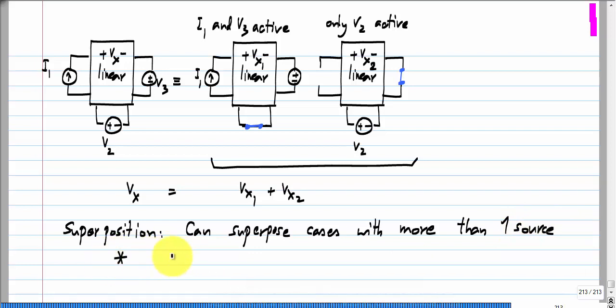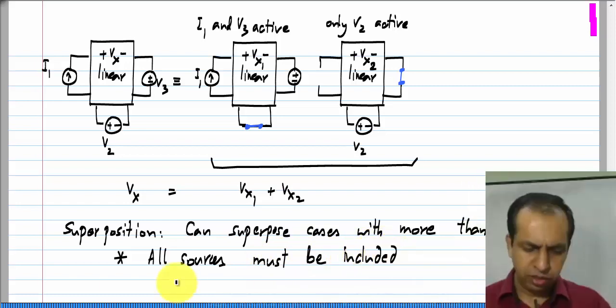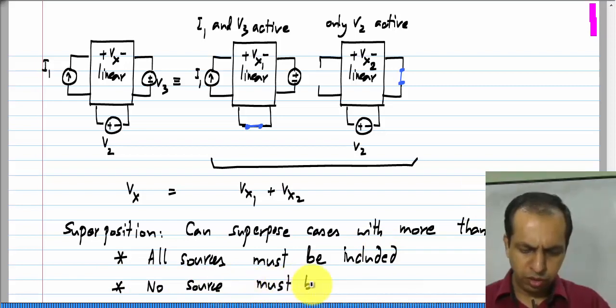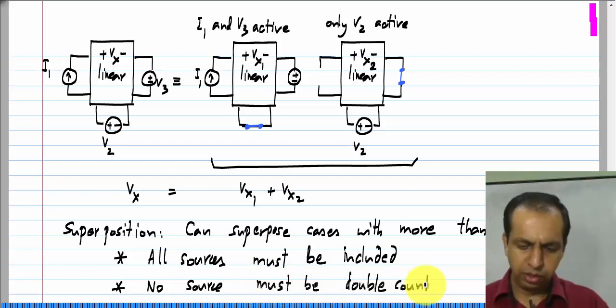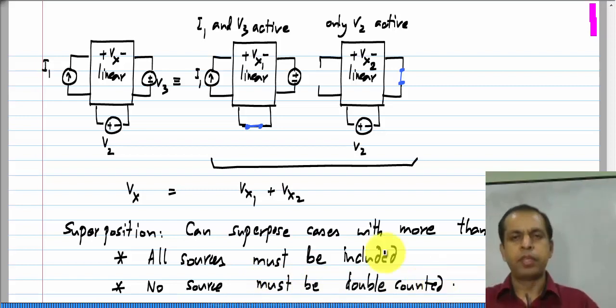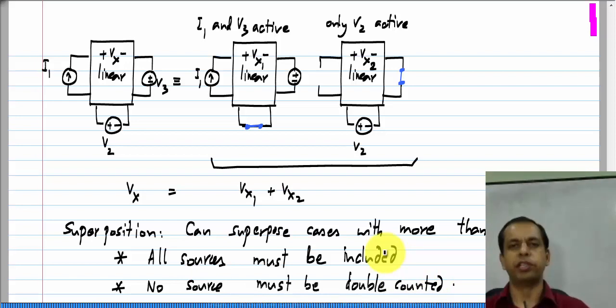The important points, as I mentioned earlier, all sources must be included and no source must be double counted. So, that is all. This is quite obvious and you would probably realize that this is true, but I explicitly mentioned it anyway.